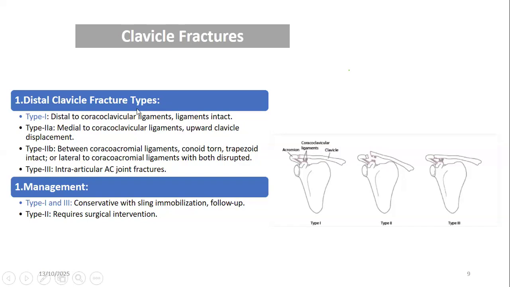Distal clavicle fracture types: distal to the coracoclavicular ligament, ligaments intact. If the ligaments are intact, or there is a partial detachment, then we will do conservative measures. Wherever there is a ligament injury, we will go for surgical treatment. That's what you must know about it.